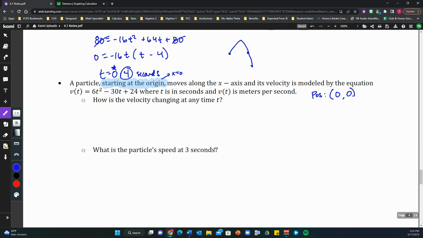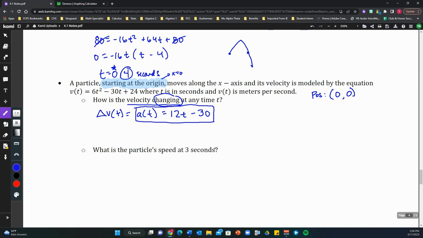Okay? Now, for the first question here, it asks, how is the velocity changing at any time t? Well, that's just a test of how well you know these PVA problems. Remember, when I talk about change, that's talking about moving forward in function order and finding a derivative. The change in velocity is the same thing as saying acceleration. So I need to take the derivative of this guy. So when I do that, I get the function 12t minus 30. So this function would tell me how the velocity is changing at any time t. Is it increasing or decreasing?